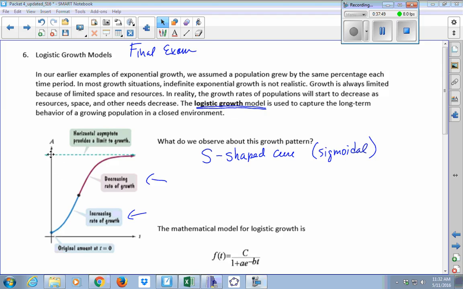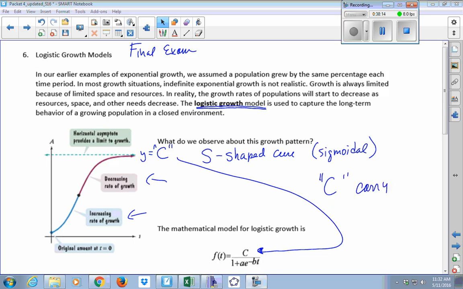Okay, so notice up here we have this green dotted line. That's our horizontal asymptote, and that's the ceiling. That's the limit of our growth. And that line right there is y equals c, and the c is located right here in the model. Your numerator is c, and they use the big capital C because it stands for what's called the carrying capacity of your environment. It's sort of the maximum limit on your growth.